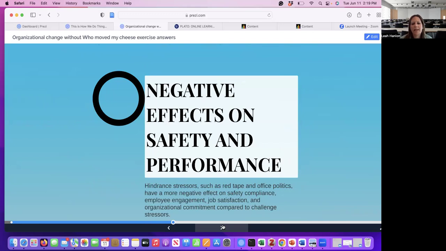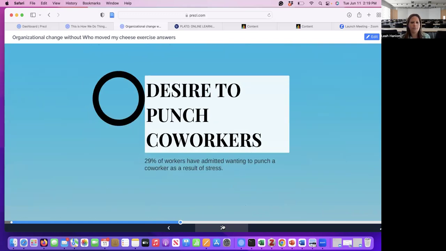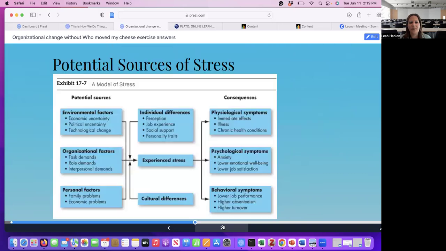Hindrance stressors such as red tape and office politics have a more negative effect on safety compliance, employee engagement, job satisfaction, and organizational commitment compared to challenge stressors. Desire to punch coworkers. 29% of workers have admitted wanting to punch a coworker as a result of stress.